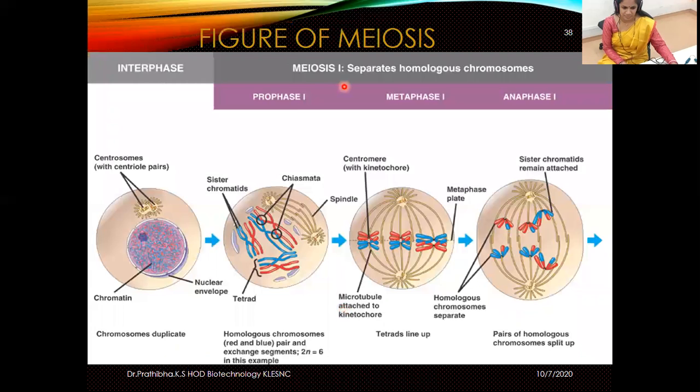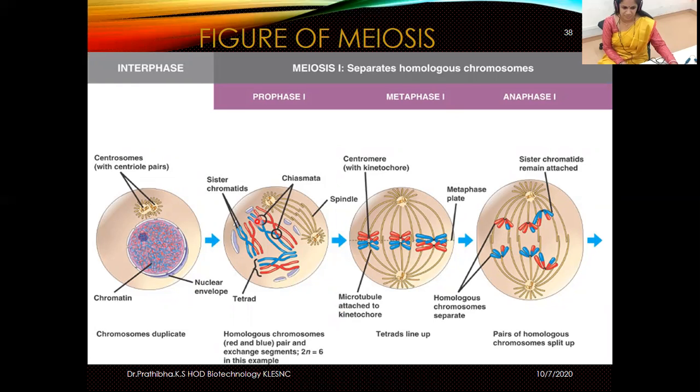Then coming to the figure of meiosis. This is the interphase of meiosis, where the chromosomes duplicate. Then prophase I. In prophase I, you'll be able to see almost all the substages there, like chiasmata, diakinesis, and sister chromatid pairing, everything. You can see here the chiasmata, right? Exchange between the chromatids can be seen here.